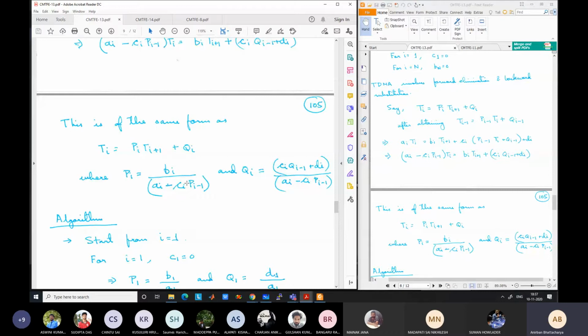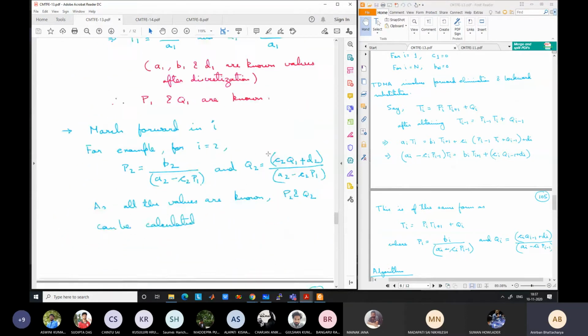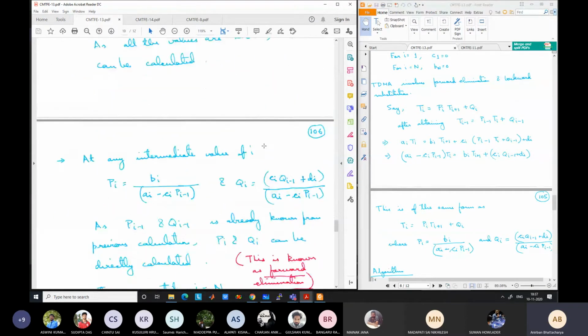Similarly, for P11 and Q11, we have already calculated P10 and Q10, so we can calculate P11 and Q11. Like this, we keep on marching. This is known as forward marching or forward elimination. So this is the first step in TDMA.